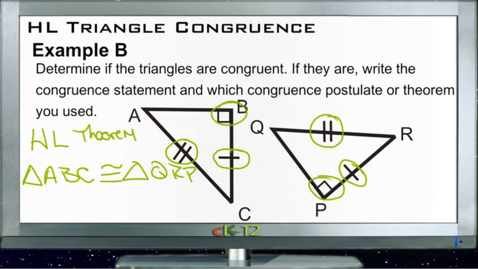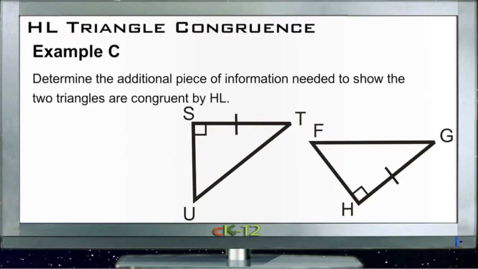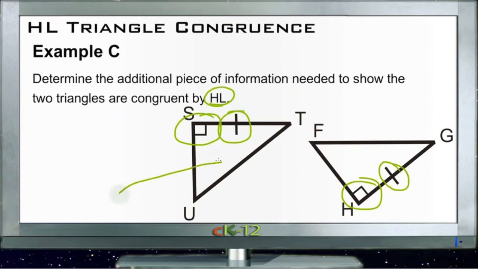Okay, and then for example C, determine the additional piece of information needed in order to show that the two triangles are congruent by HL. So again, we need to know that they're right triangles and that the hypotenuse and one of the legs are identical. Here we know that the two triangles are both right triangles, and we know that one of the legs are congruent. But again, as in our first example, we don't know anything about the hypotenuse. So just like our first example, we need to know, is the hypotenuse here the same?